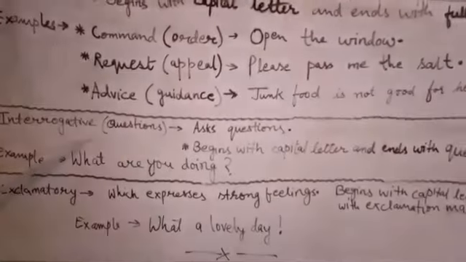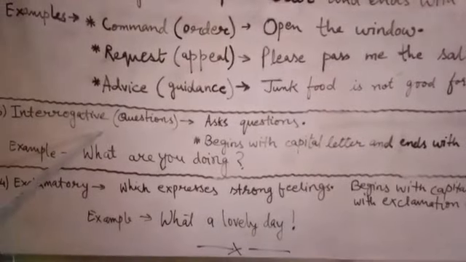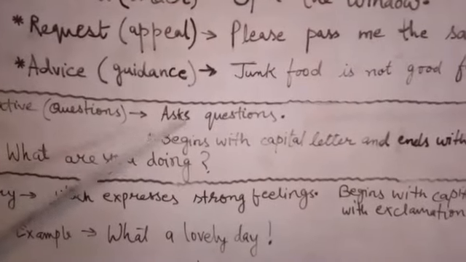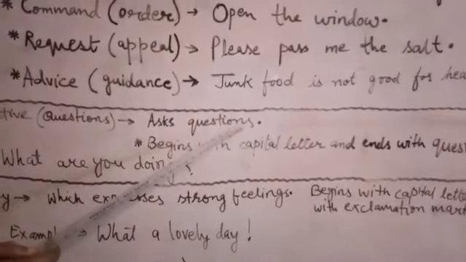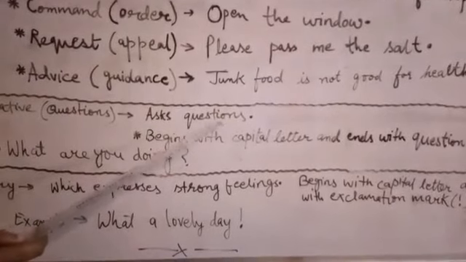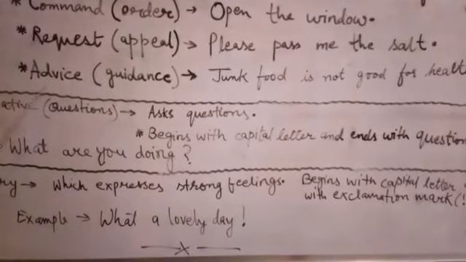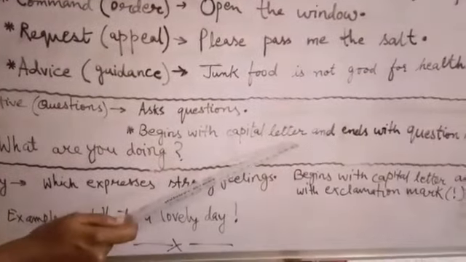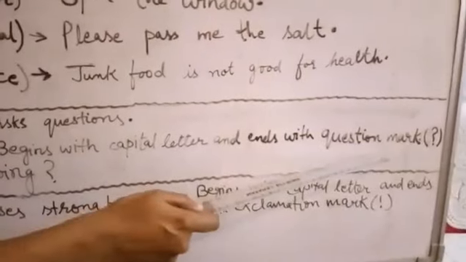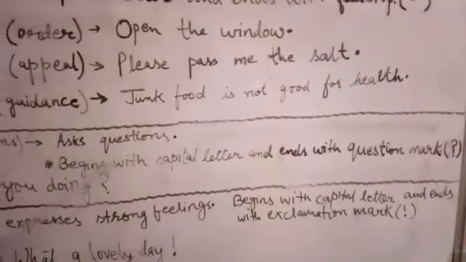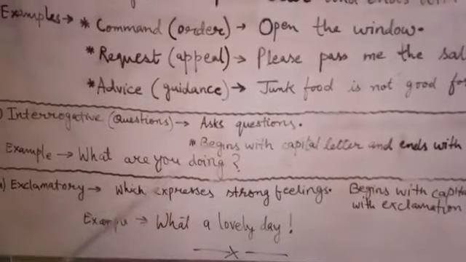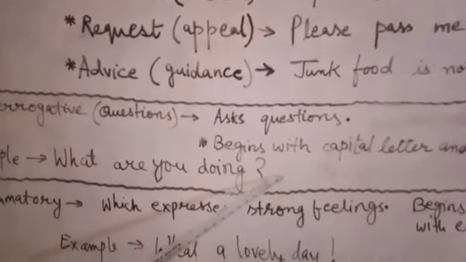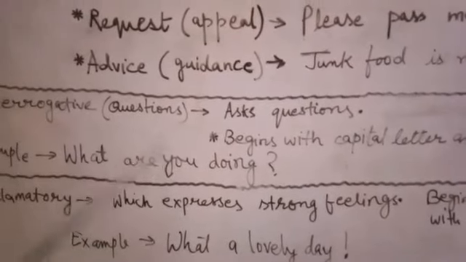Number 3, interrogative sentence. Interrogative sentences are also called questions. Sentences which ask questions about anything, about anyone, are called interrogative sentences. In this sentence, the first letter begins with a capital letter and ends with a question mark. This is the sign of a question mark. Example, what are you doing? Here, first letter capital, ends with a question mark because we are asking a question.